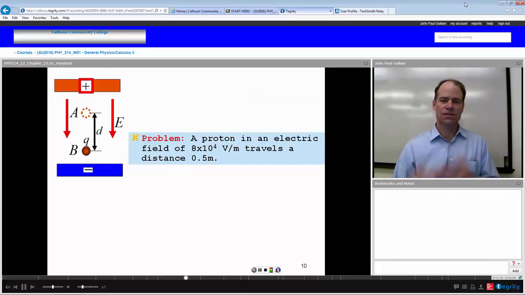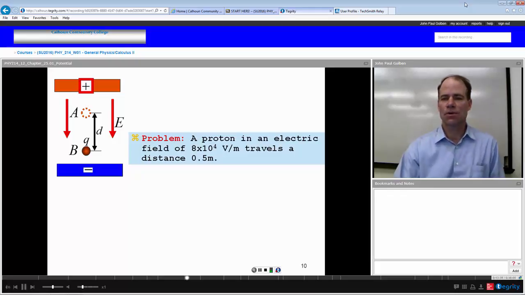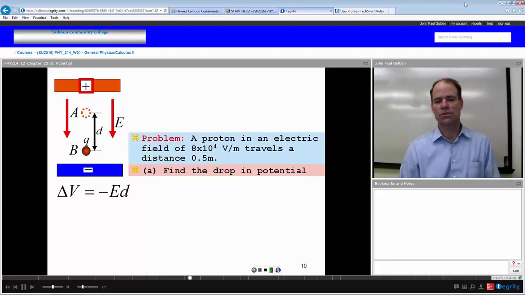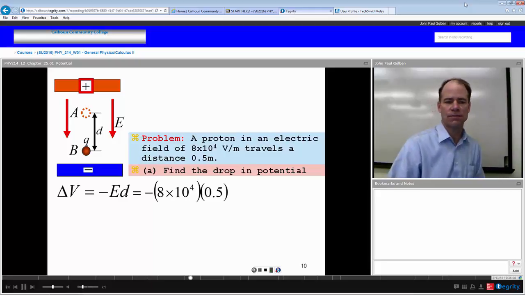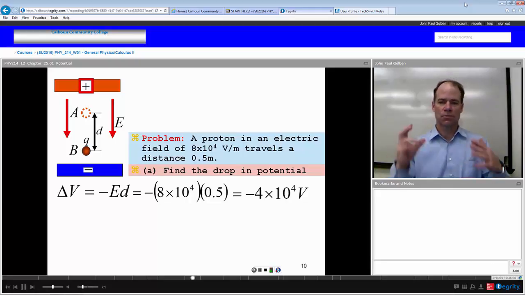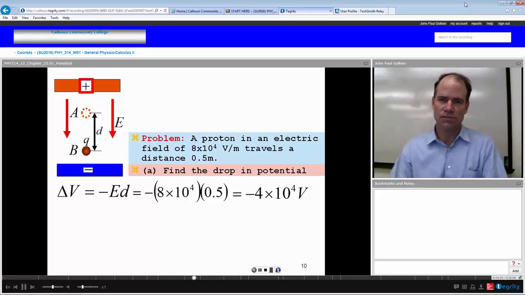Let's try out this idea of potential difference in an electric field. A proton in an electric field of 8 times 10 to the 4 volts per meter travels a distance of 0.5 meters. Find the drop in potential. So we have a constant field, so our change in potential is going to be equal to negative E times d. Negative 8 times 10 to the 4 times 0.5 meters is a negative 4 times 10 to the 4 volts, or a negative 40,000 volts. In other words, a proton, being a positive charge, fell in this field by 40,000 volts.